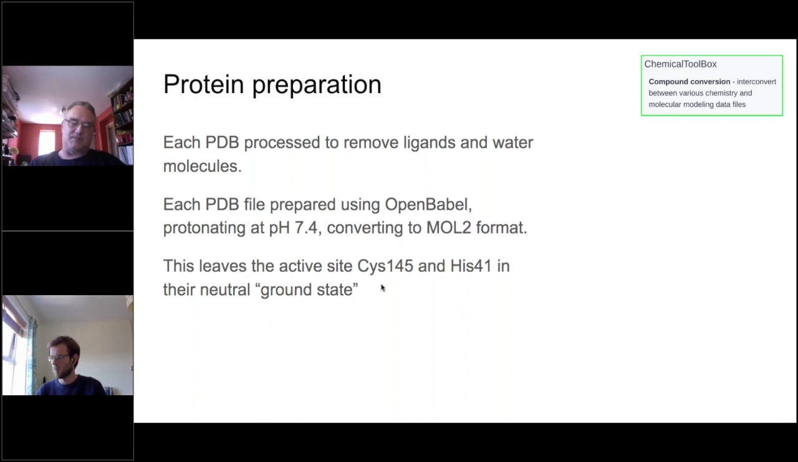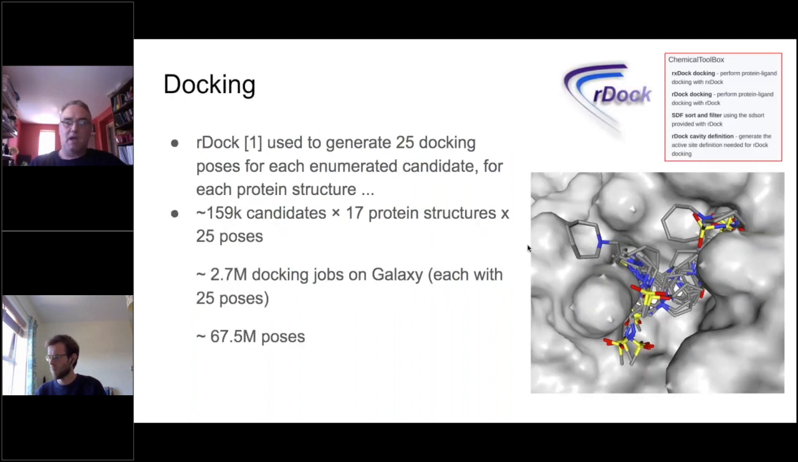The active state is where the cysteine is deprotonated, so it's the thiolate, and the histidine is protonated, so it's a zwitterion conformation. But we think that docking in the ground state is probably the better solution. But that's to some extent an open question. So we've now got our proteins and our ligands ready for docking, so we can perform the docking. That's done with a tool called RDock that was also created and enhanced as part of this work.